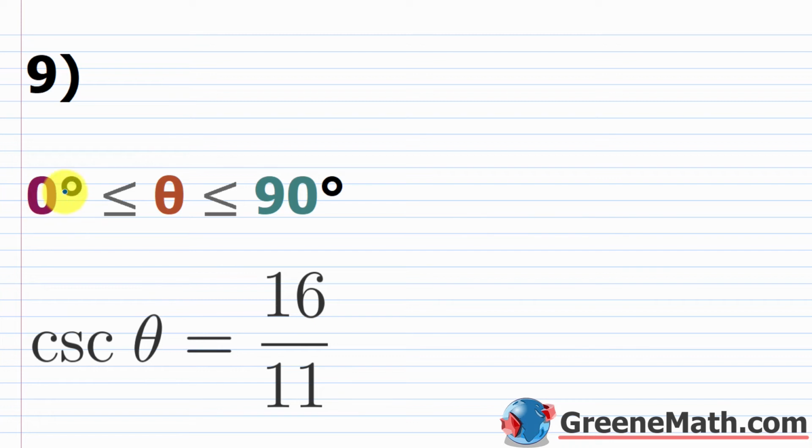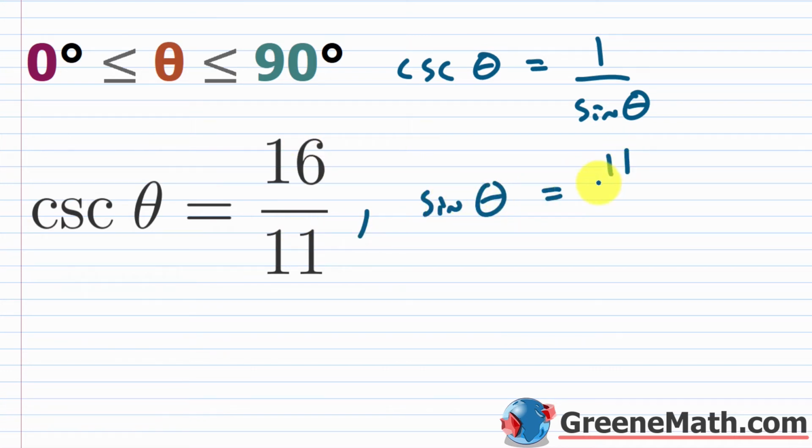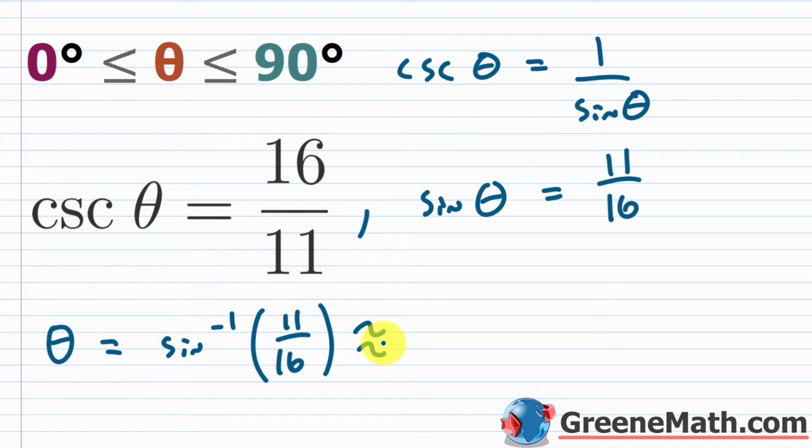Okay, let's look at problem number 9. So again, theta is greater than or equal to 0 degrees and less than or equal to 90 degrees. So we have the cosecant of theta is equal to 16 over 11. So once again, you might not have an inverse cosecant key. So we would say the cosecant of theta is equal to 1 over the sine of theta. So all you have to do to find the sine of theta is just flip this, right? So the sine of theta is equal to 11 over 16. So we would say that theta is equal to my inverse sine of 11 over 16. So this is approximately going to be 43.43253656. That's where my calculator stops.